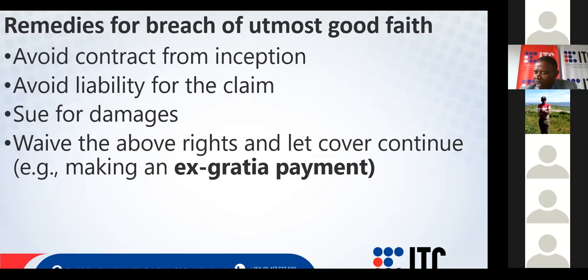When I said waiving the above rights, the three elements are our rights as the insurance company. We can decide to say we are canceling your policy because you lied to us. We can decide to avoid, we are not paying you. That's our right. We can decide to sue you because you lied to us. All those are our rights. But waiving the above rights means that we are going to say, okay, with all these rights, we are not going to go by them. We are going to let the cover continue. As in, we've discovered that the car is not used for private use, it's used for commercial use, right? So we are saying, okay, if we've discovered, let us continue as it is. So that's waive the above rights and let the cover continue.